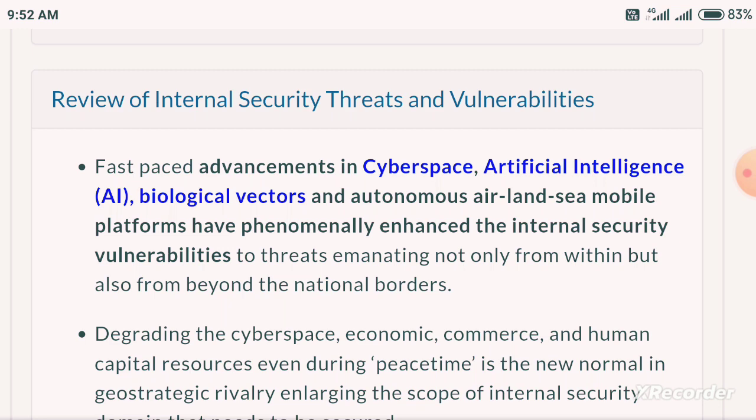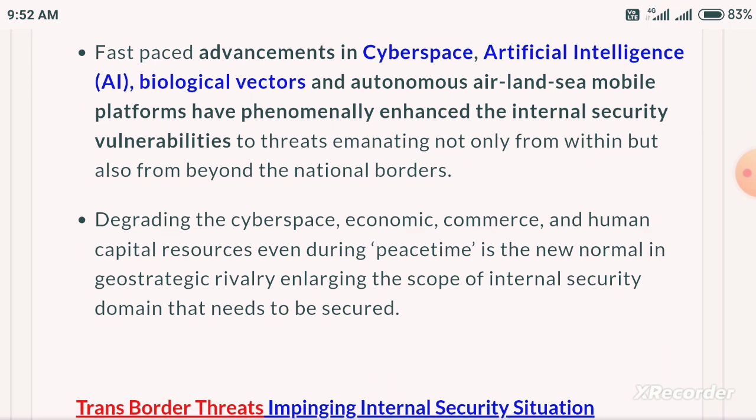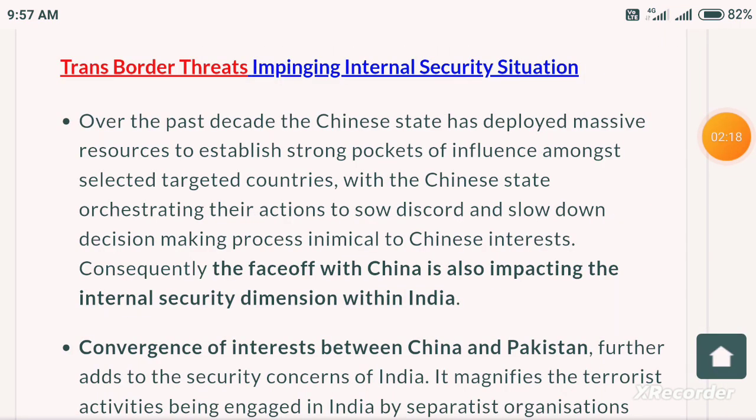Second, degrading the cyberspace, economic, commerce, and human capital resources, even during peacetime, is the new normal in geostrategic rivalry, enlarging the space of the internal security domain that needs to be secured. The trans-border threats impacting the internal security situation.